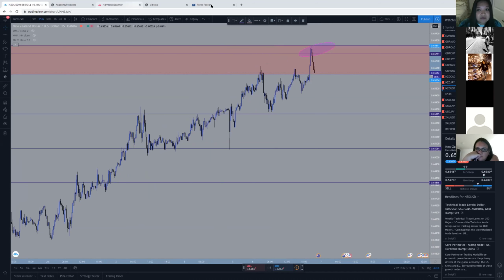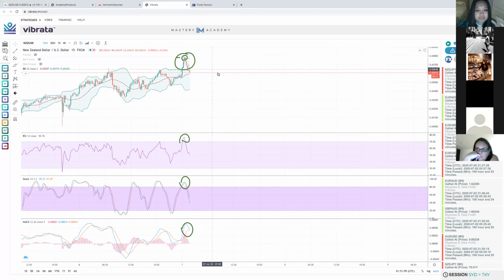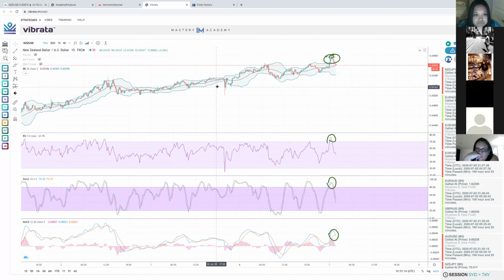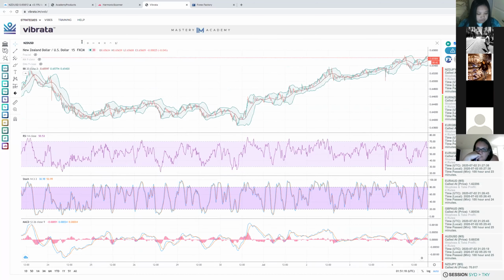But you have to get your eyes so used to seeing the rejection right here, because you can be trapped in a huge momentum move. That happened with GBP CAD last week.